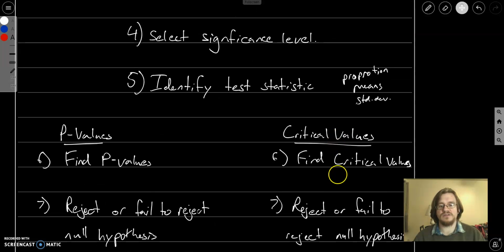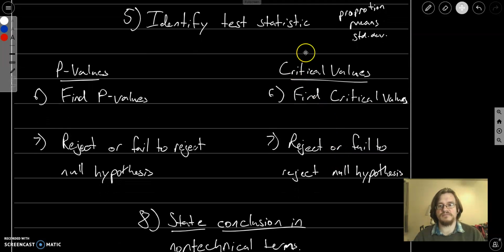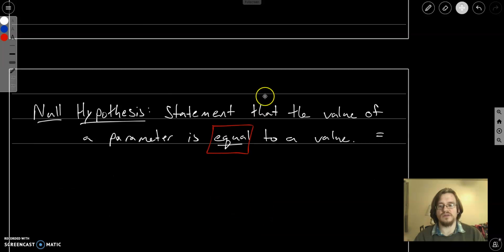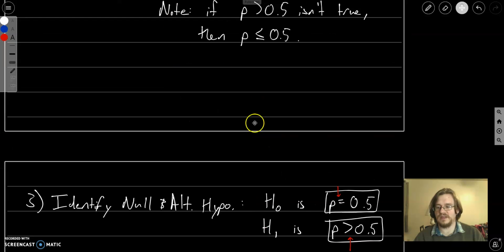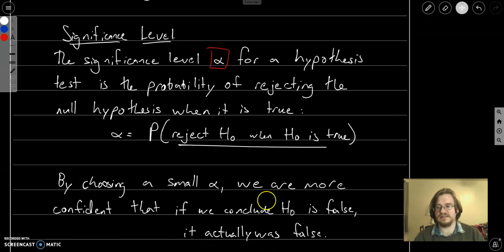What we have left to do is to discuss the test statistic and then finding either the p-values or the critical values, which allow us to make a statement either in favor of or against our hypotheses. So let's look at our test statistics.